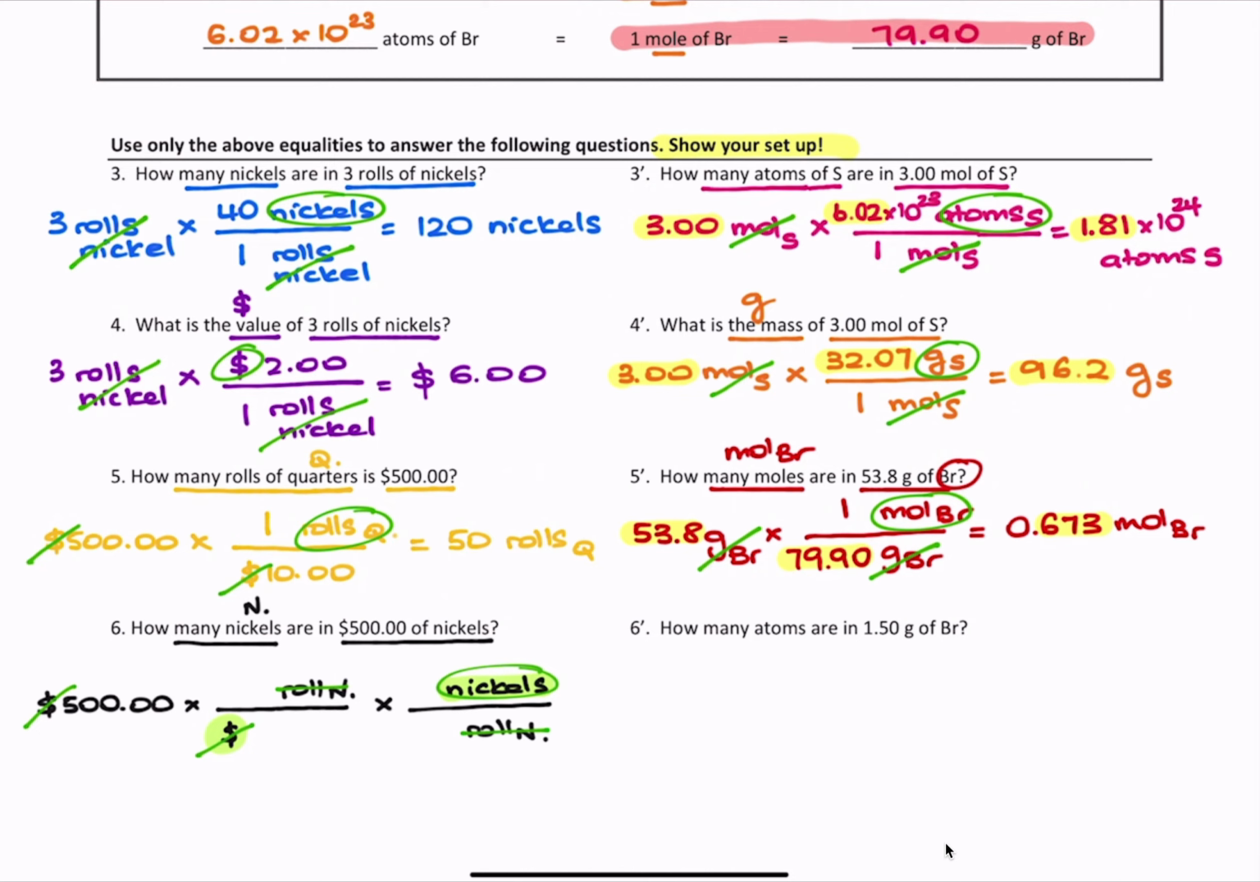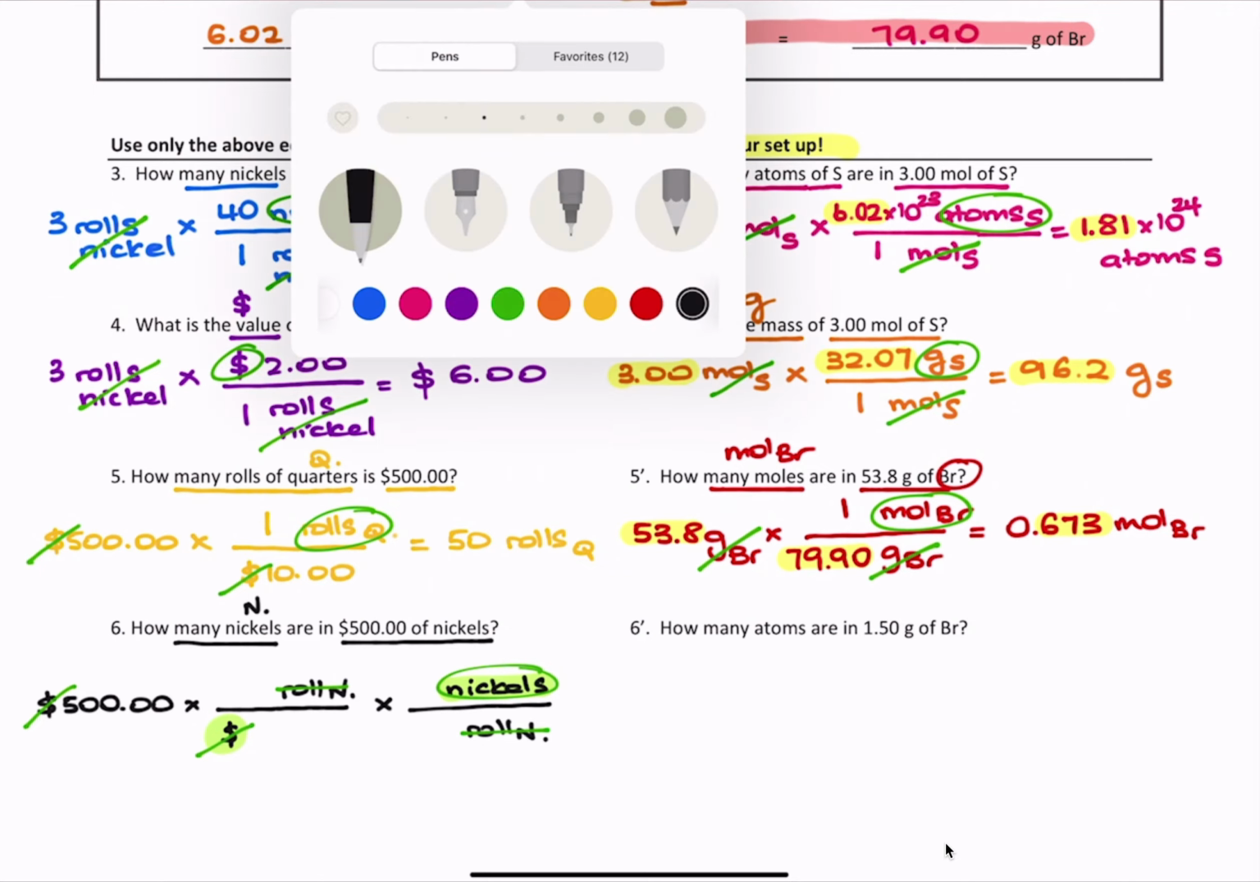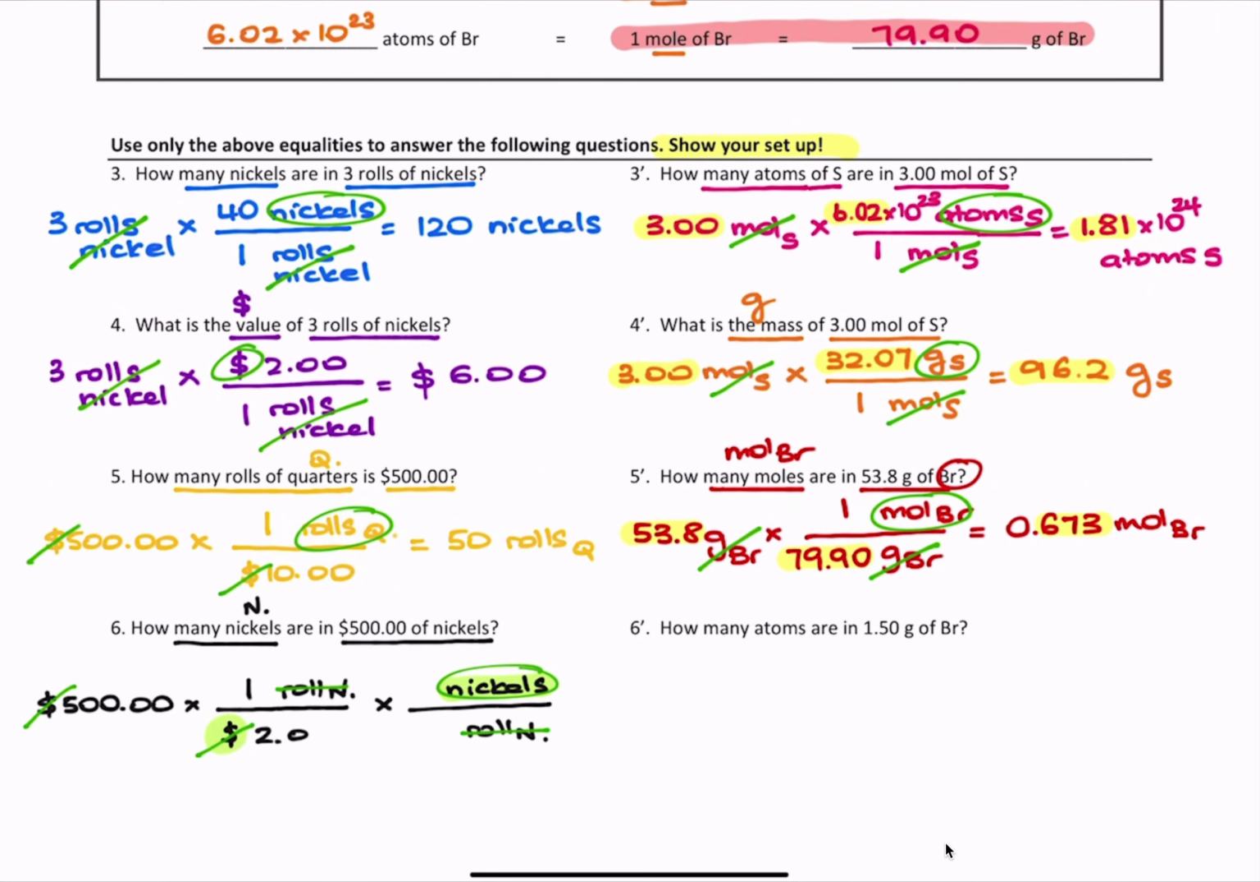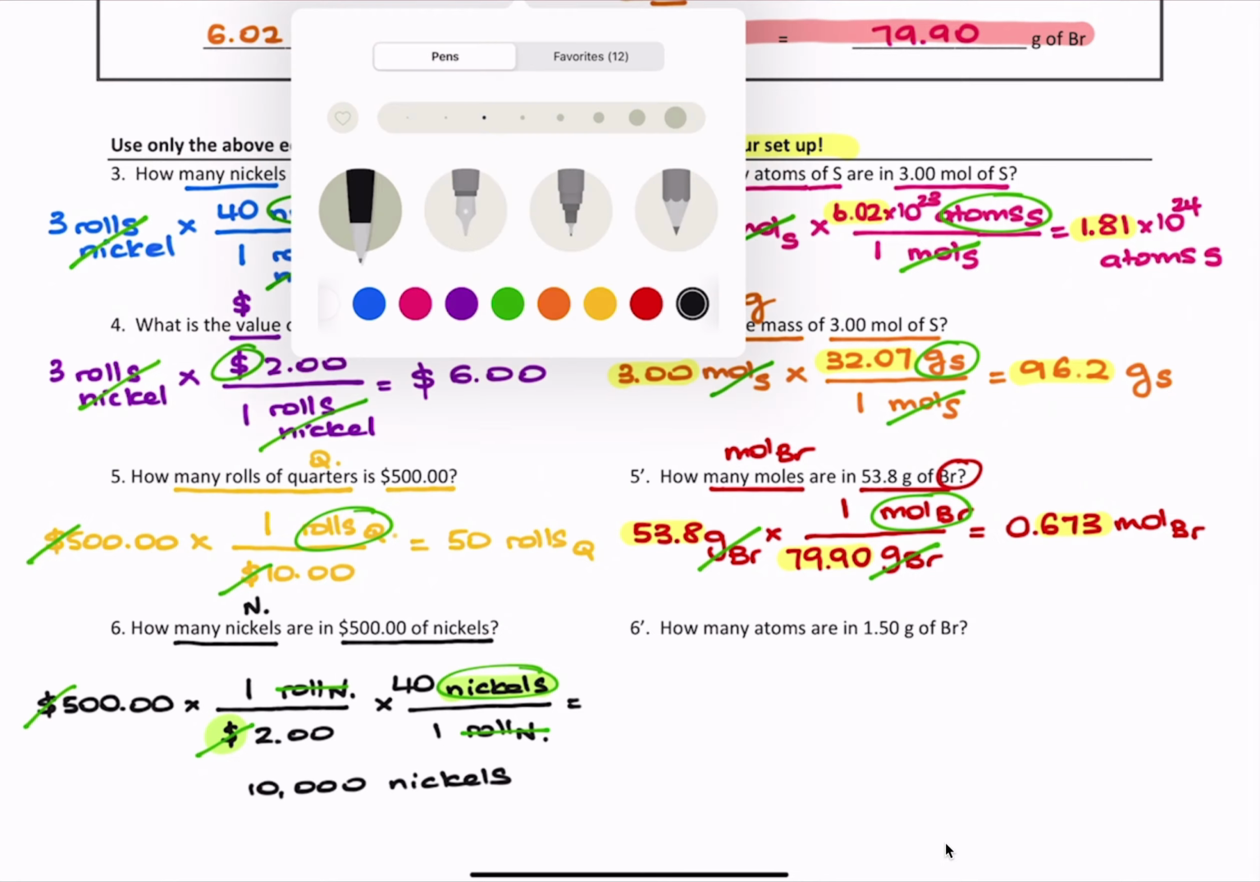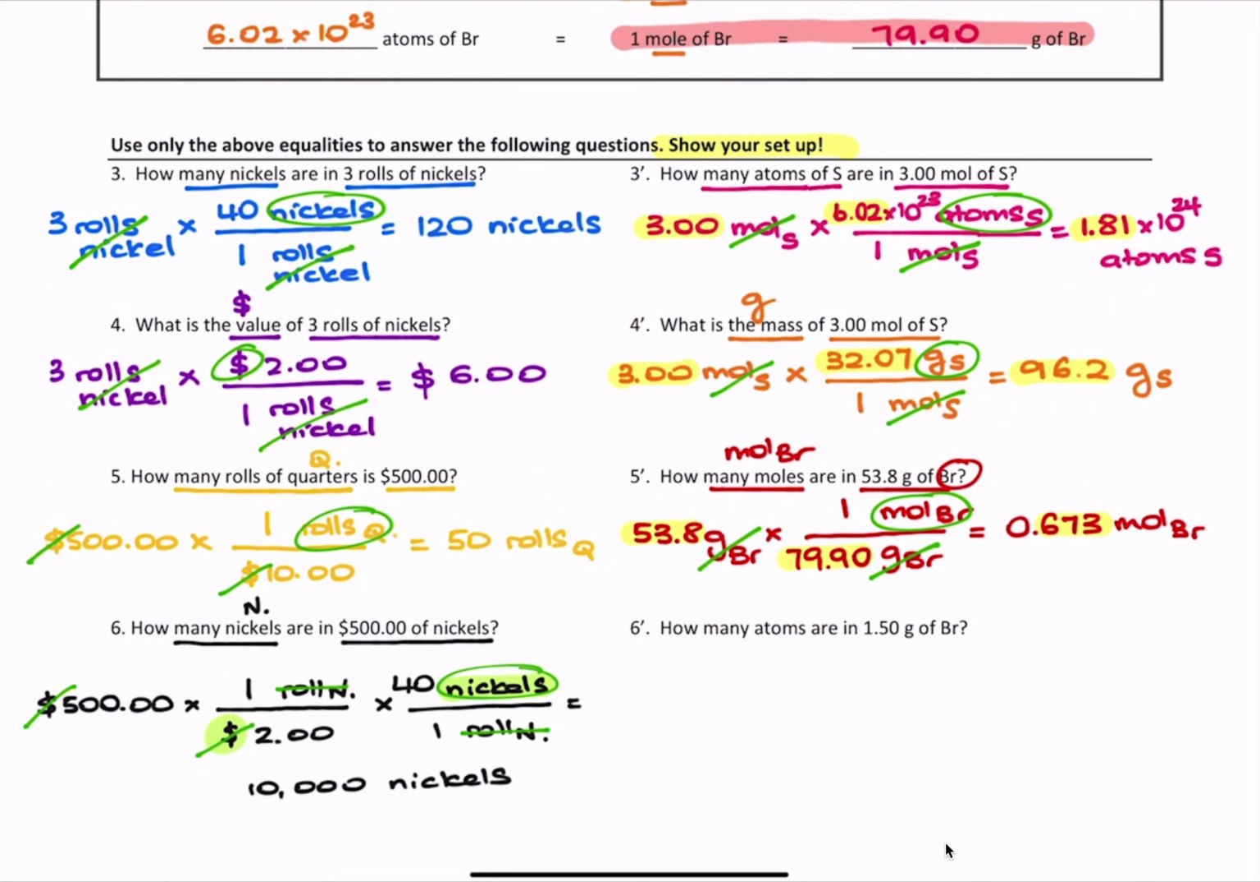The roll is your golden unit, your go-to unit, and now we're going to fill in our blank. One roll is worth $2, and in one roll there's 40 nickels. Therefore, we'll have 10,000 nickels. We can do something very similar on the right here. How many atoms are in 1.50 grams of bromine? Well, I have 1.50 grams of bromine. I want to cancel my grams of bromine and convert to atoms of bromine.